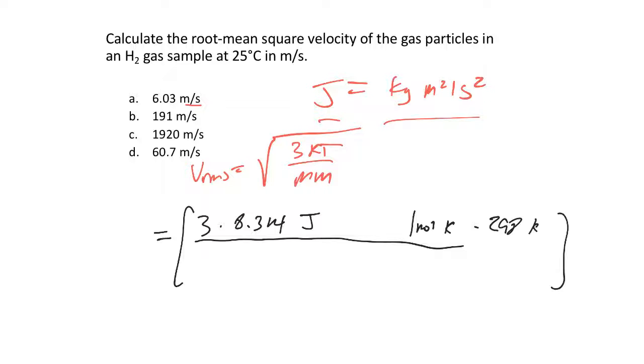All right, let's take a look at this real quick. So a joule, again, is defined to be a kilogram meter squared per second squared. So the joule per mole Kelvin is a kilogram meter squared per second squared. And so our Kelvin's canceling, and that's it so far.